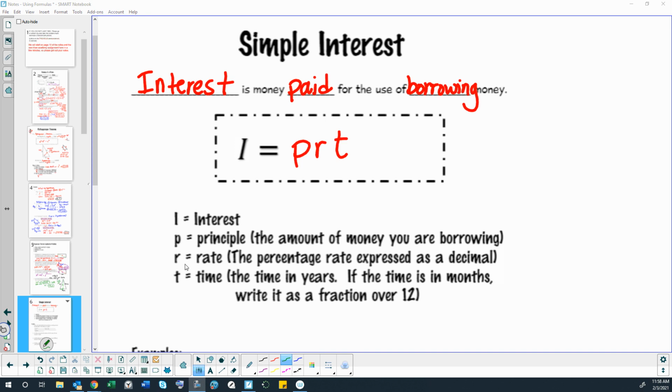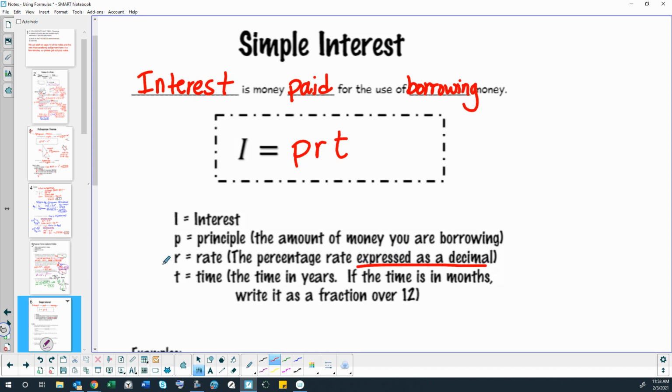R is rate. Now this is the part that causes people problems more than anything else, because usually when we talk about a rate, we talk about it as a percent, but you have to use a decimal when you do it in these problems. It's essential that that rate be expressed as a decimal in your equation. So decimal. Okay, we'll talk about that.